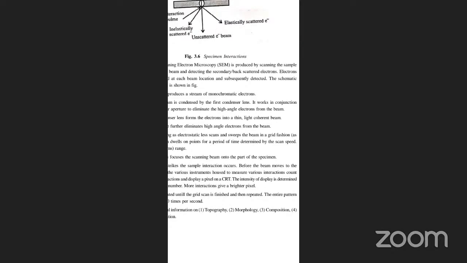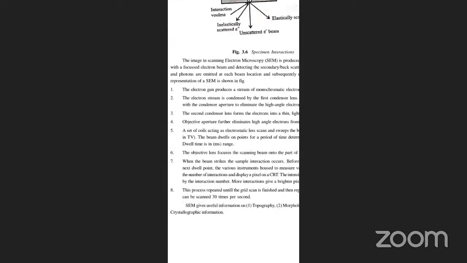Object aperture eliminates high angle electrons from the beam. A set of coils acting on electrostatic scans and sweeps the beam in a raster fashion. As in TV, the beam dwells on points for a period of time determined by the scan speed, which is in this range. The objective lens focuses the scanning beam onto the part of the specimen.